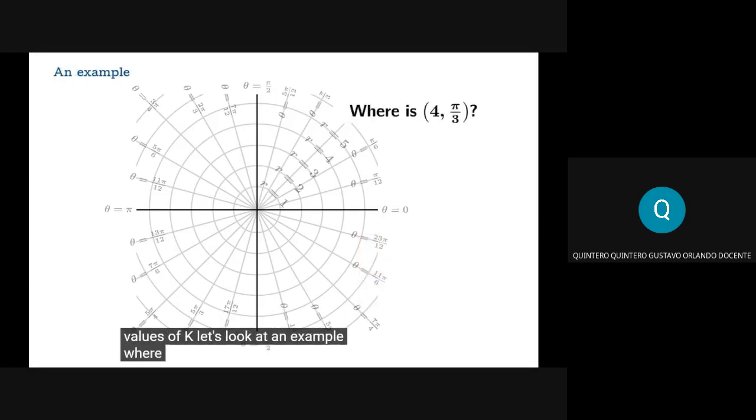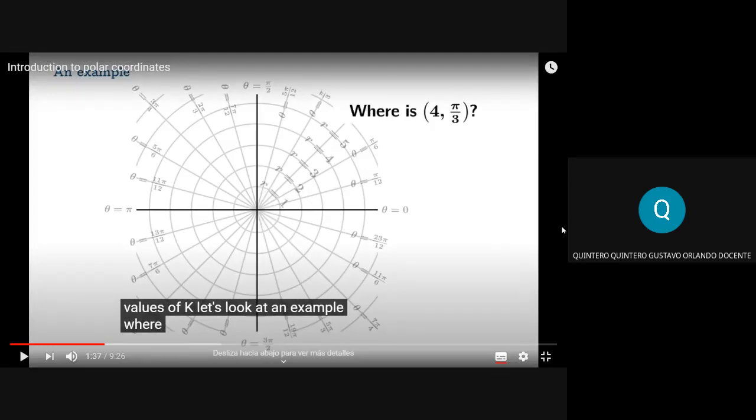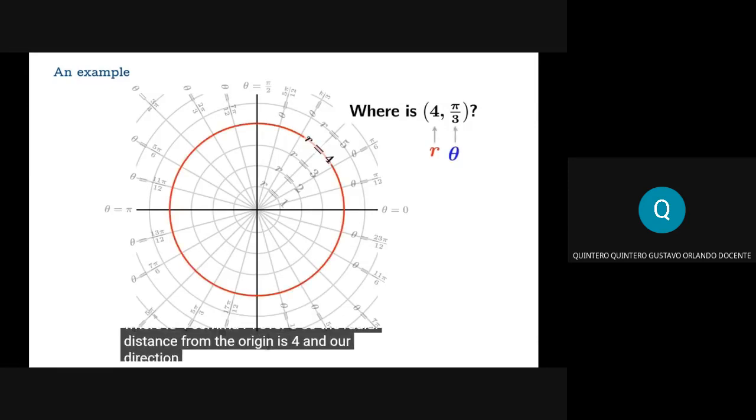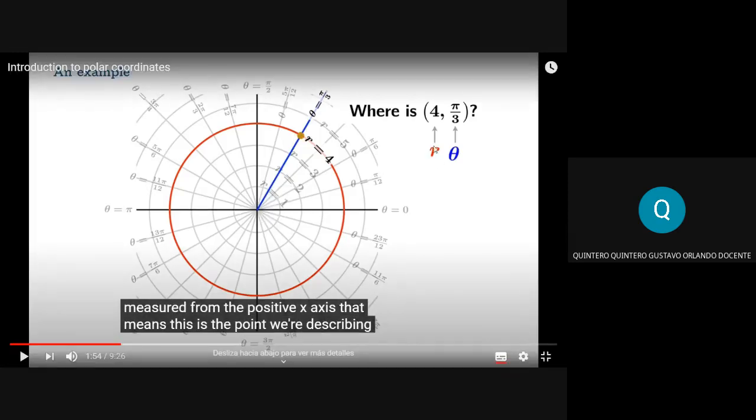Let's look at an example. All right, pay attention to this example, please. Where is 4 comma pi over 3? The radial distance from the origin is 4, and our direction is going to be pi over 3 measured from the positive x-axis. That means this is the point we're describing. Remember, guys, r is the measure from the center to the point, right? So we have a measure of 4.